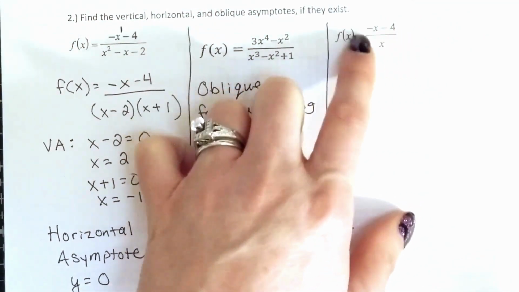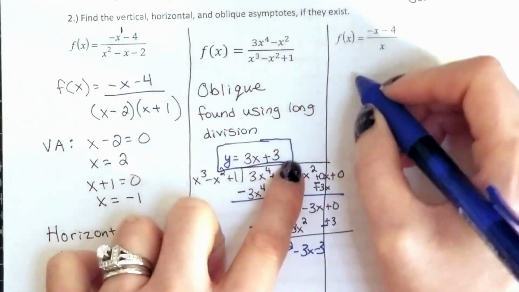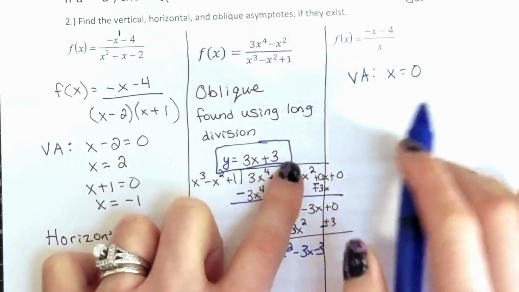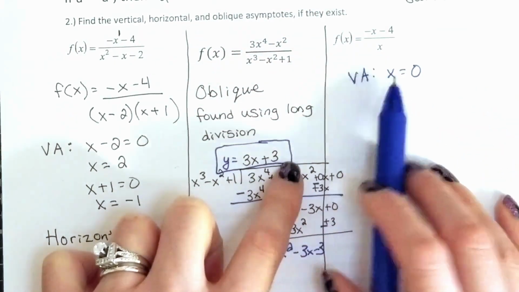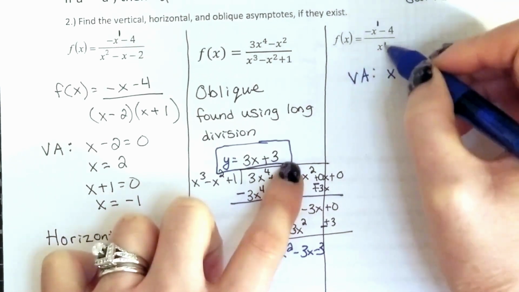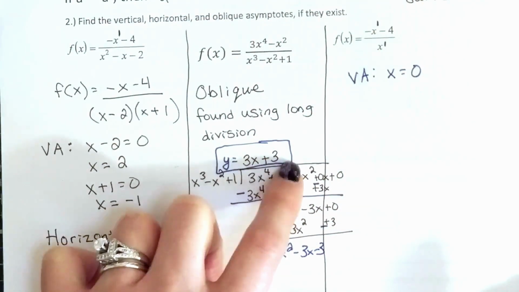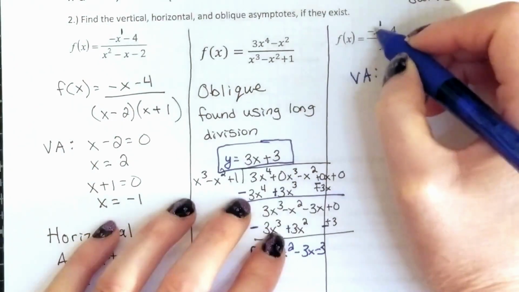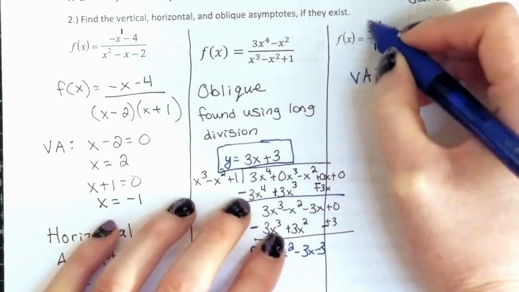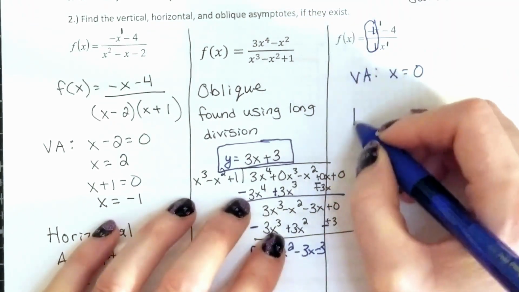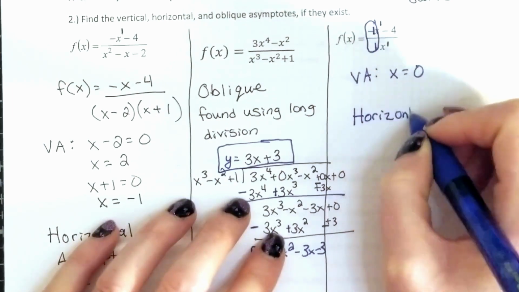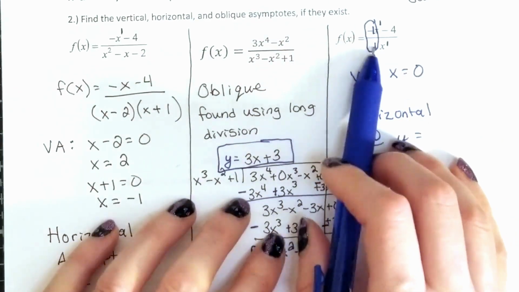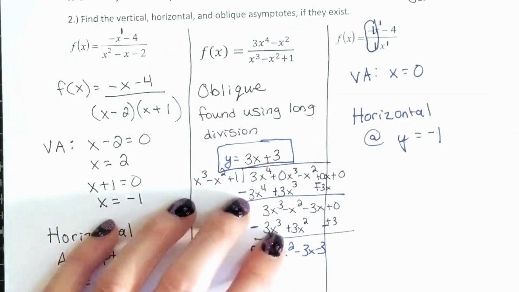negative x minus 4 divided by x. So I would have a vertical asymptote at x equals 0 because I set my denominator equal to 0. Look at your degrees. I have 1 on the top and 1 on the denominator. When they are the same, you are picking off the coefficients in the front. So I know that this is a negative 1 and this is a 1. I pick off those coefficients. So I have a horizontal asymptote at y equals, and I look in the front, negative 1 divided by 1 would be negative 1.